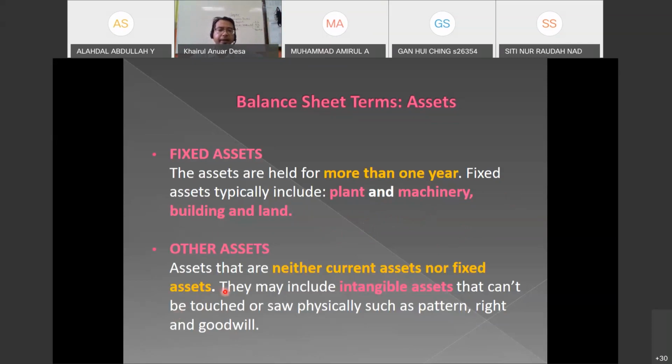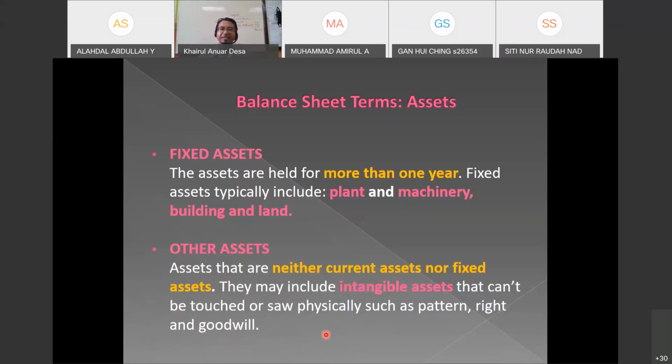Okay, aset-aset lain yang mungkin tidak nyata, ataupun aset yang kita tak boleh nampak, tak boleh sentuh, tak boleh pegang, we call it intangible asset. The asset that we cannot touch, we cannot feel, we cannot smell, we cannot store. That is also the asset.